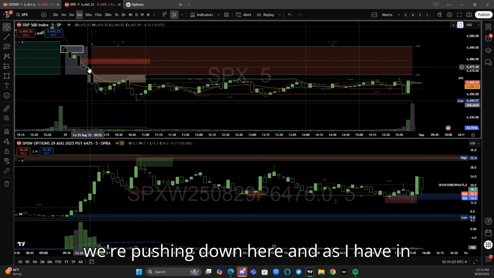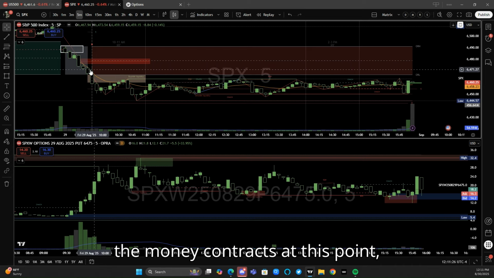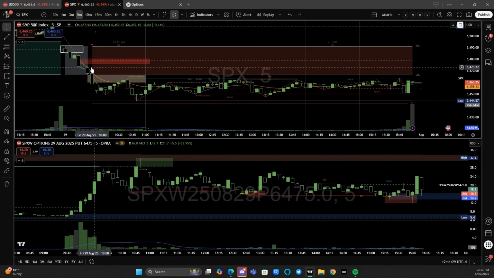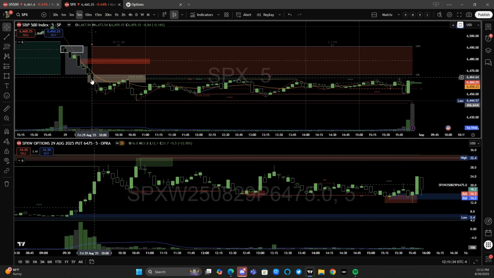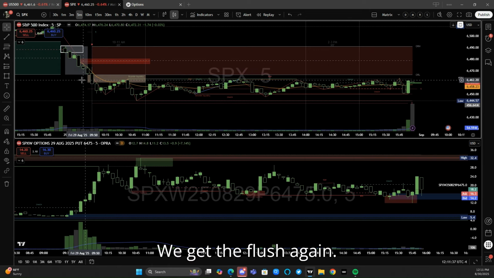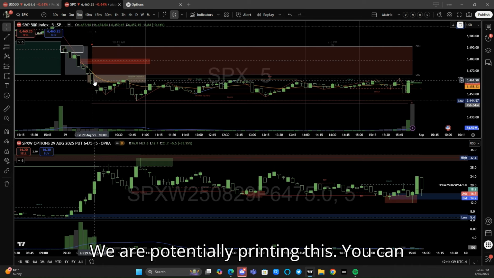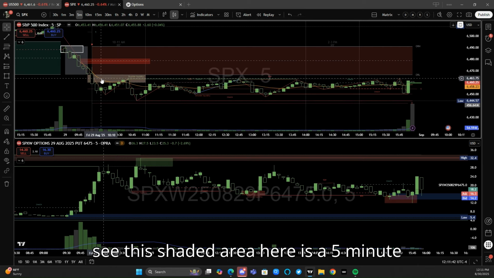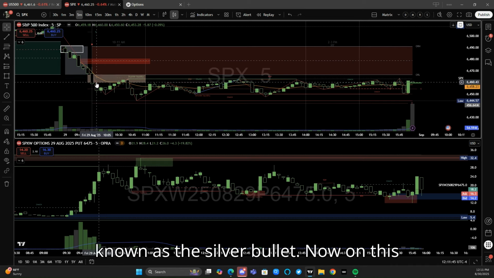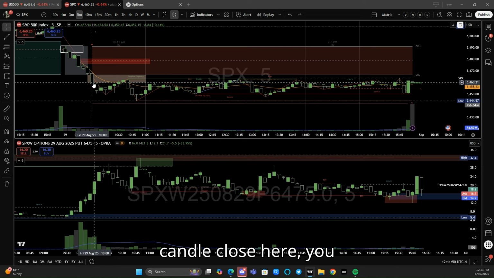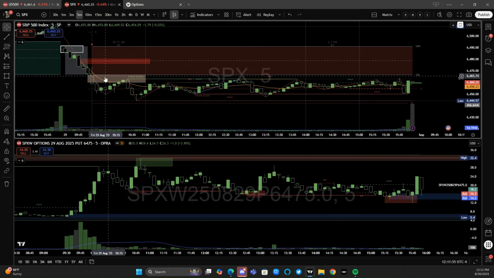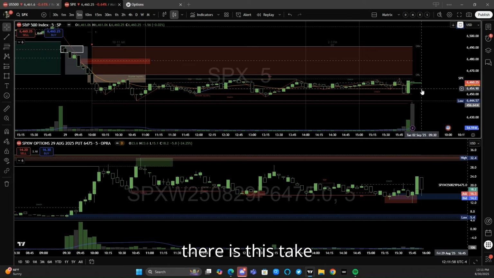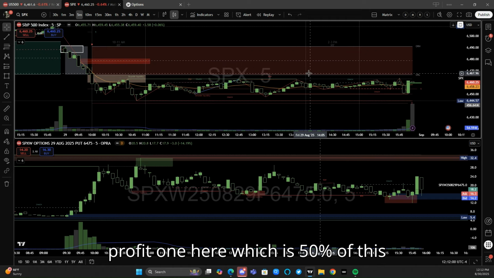So as we're pushing down here, and as I have in the money contracts at this point, I'm anticipating a flush down below opening range low. We get the flush. Again, we are potentially printing this. You can see this shaded area here is the 5 minute bearish fair value gap, and this is what's known as the silver bullet. Now, on this candle close here, you still don't know that this is legitimate, but there is this take profit one here, which is 50% of this range here.